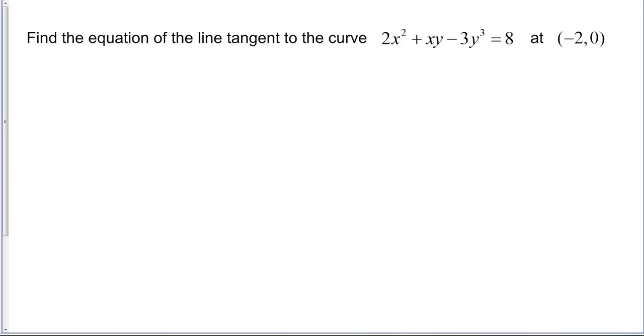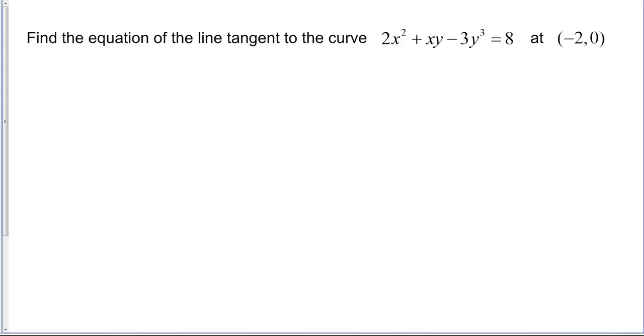Let's do a problem in which we have to use implicit differentiation to find the equation of a tangent line. So the directions here say to find the equation of the line tangent to the curve 2x squared plus xy minus 3y cubed equals 8 at the point negative 2, 0.